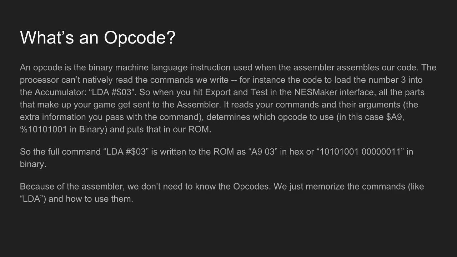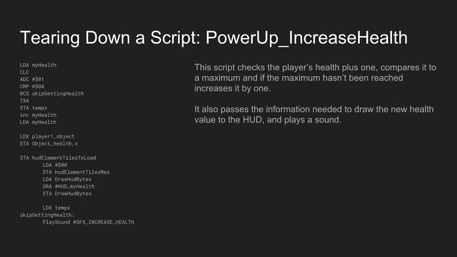For example, LDA constant 03, or constant hex 03, has its own opcode, whereas a zero-page command has its own. But we don't really need to remember that because that's the job of the assembler. That's what ASM6.exe is designed to handle.